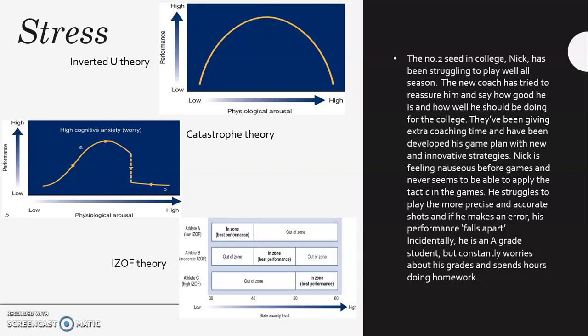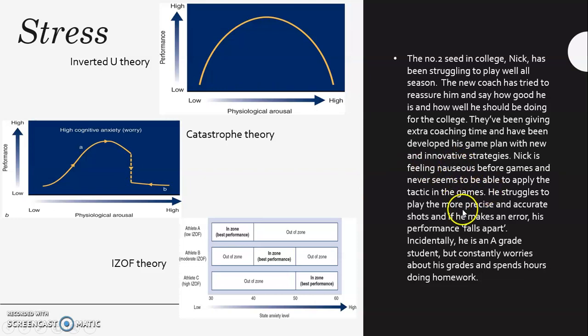Nick also has cognitive anxiety and somatic anxiety. Cognitive anxiety is when someone is thinking about something, and he could think that he is unable to play well before the game. He also could have somatic anxiety, which is the perception of physiological changes. For example, as it says in the scenario, Nick feels nauseous before games and never seems to be able to apply the tactics.